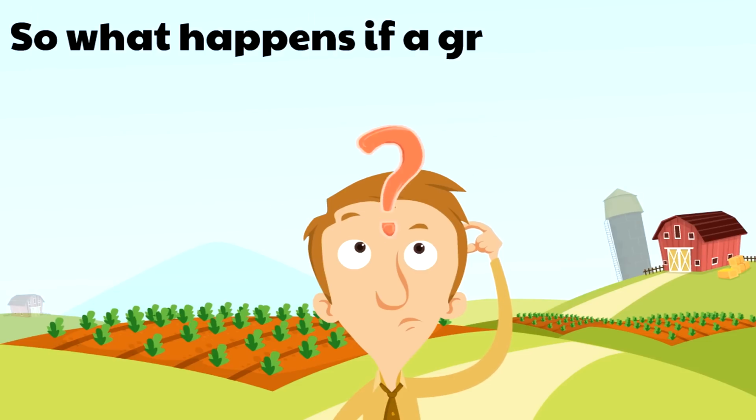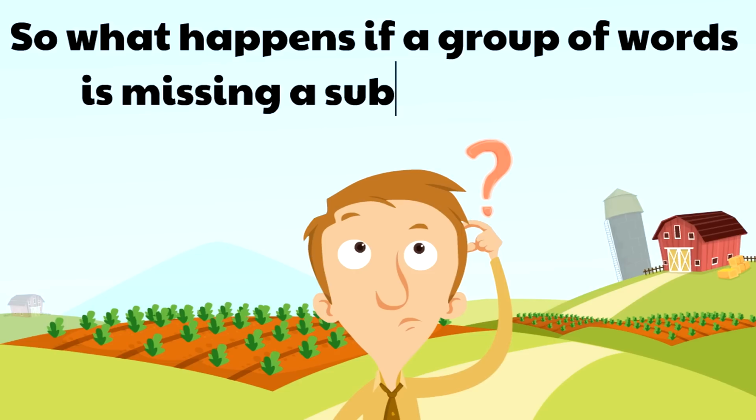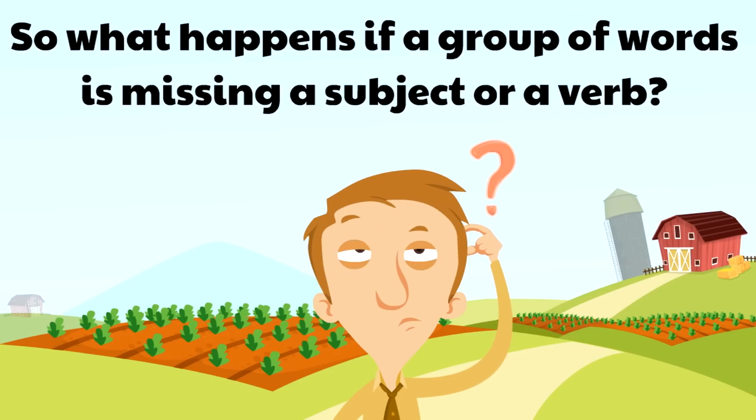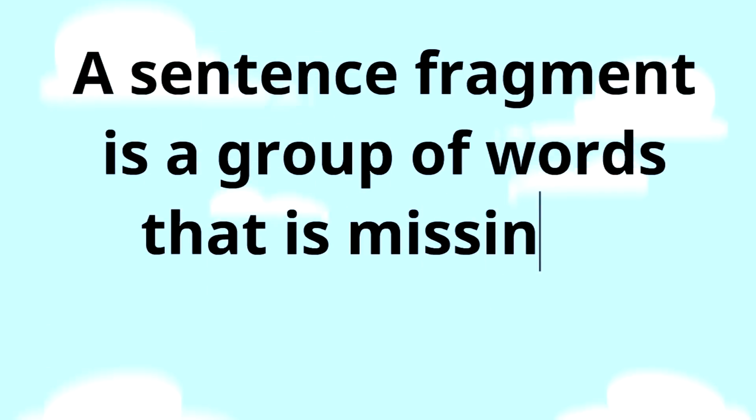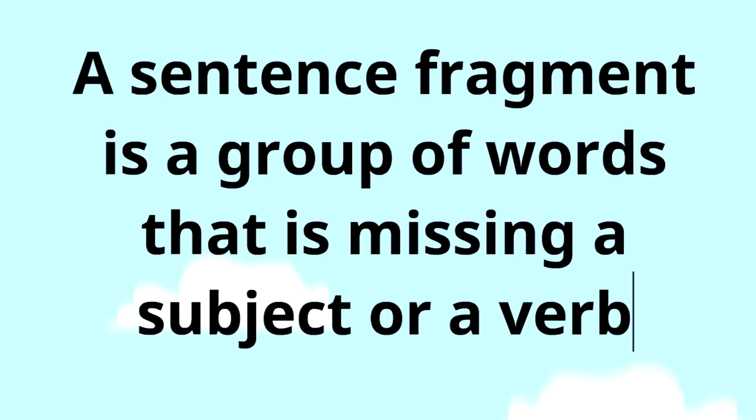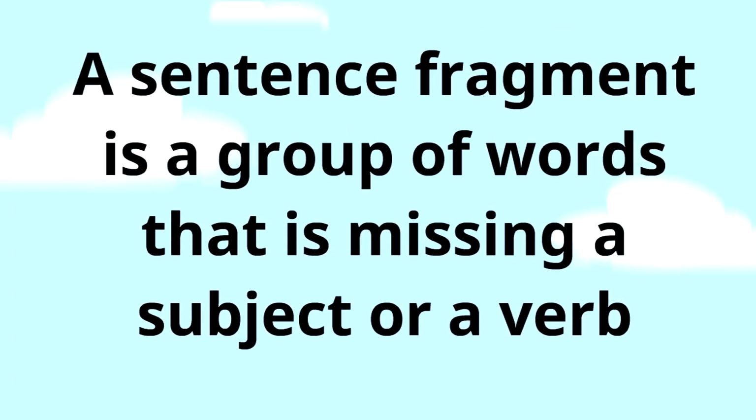So, what happens if a group of words is missing a subject or a verb? Well, then it's kind of like me on the beach without my shopping cart. You know? It's missing something. A sentence fragment is a group of words that is missing a subject or a verb. That's what it's called, a sentence fragment, when it's missing something. When it's just part of a sentence, it's missing something. It's not a complete sentence, it's a sentence fragment.